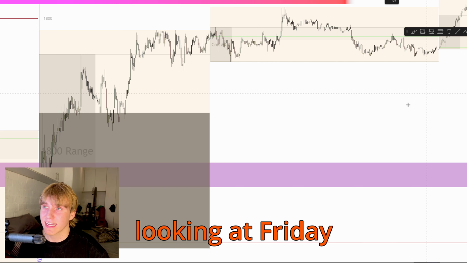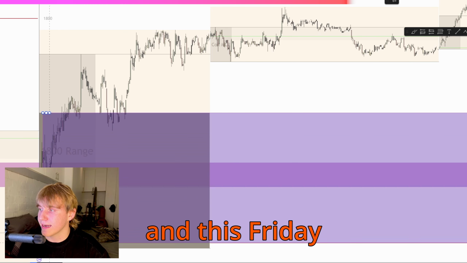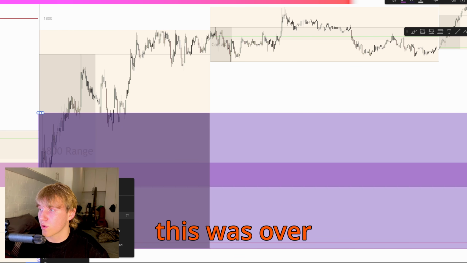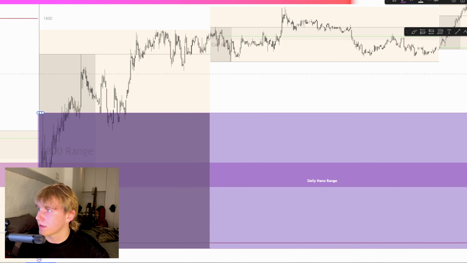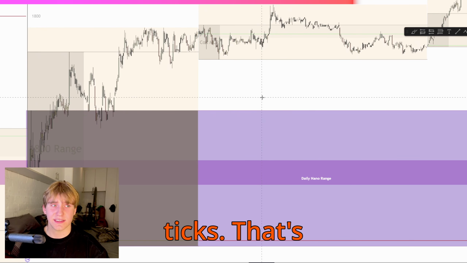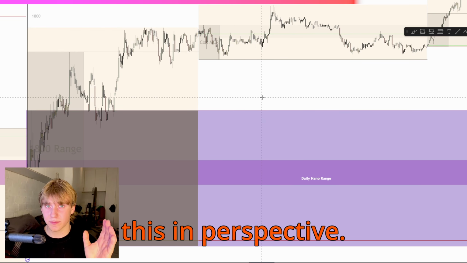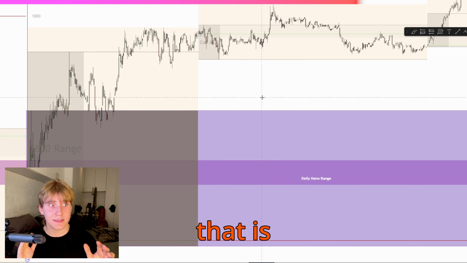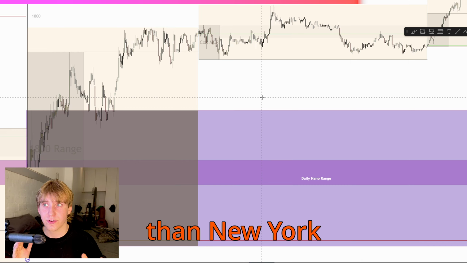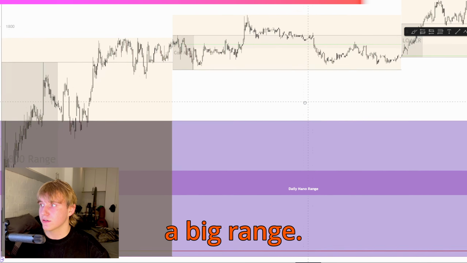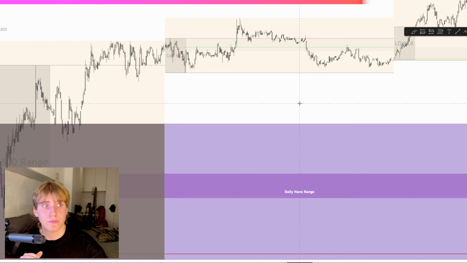We are currently looking at Friday, and this Friday Nano range created a hilariously large Nano range. I believe this was over 100 ticks. Yeah, 107, 106 ticks. That's kind of big. So put this in perspective, 6 minutes created a range that is possibly larger than New York AM of the previous day. Like that is a big range. So specifically on this Friday, would not have traded.